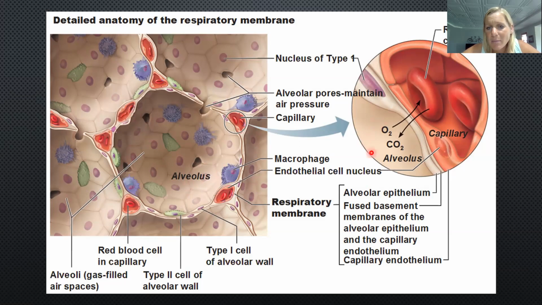So the respiratory membrane, again, here we're zooming in on what's going on. I have the alveolar epithelium, which is the alveolar wall. And then I also have the capillary endothelium, which is basically the inner lining of the capillary. I want to move oxygen from inside the alveoli to the red blood cells, and I want to move CO2 from the blood into the alveoli.